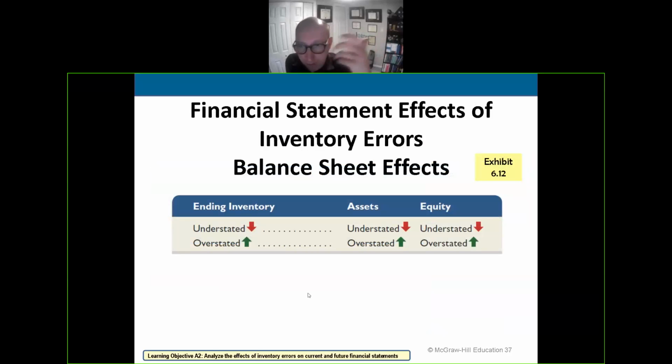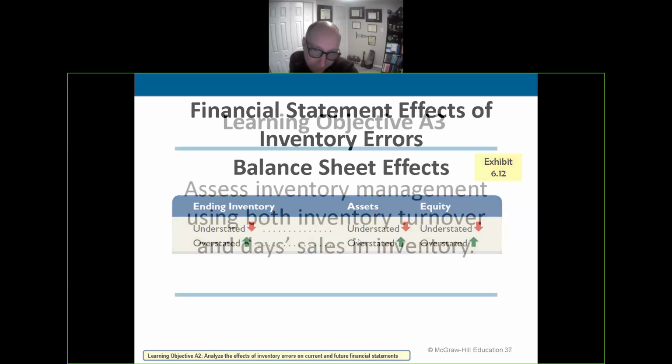So those errors happen for various reasons, and so we make adjusting entries to fix them if something like that happens. This kind of shows you the effect. And the effect on the balance sheet is if the inventory is understated, it understates your total assets and your total equity. If it's overstated, it'll overstate your total assets and total equity.